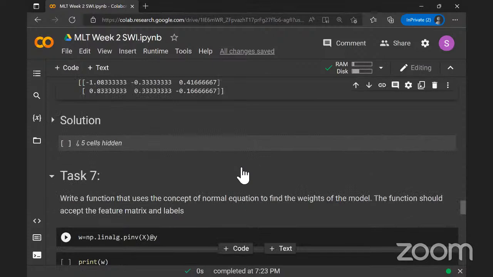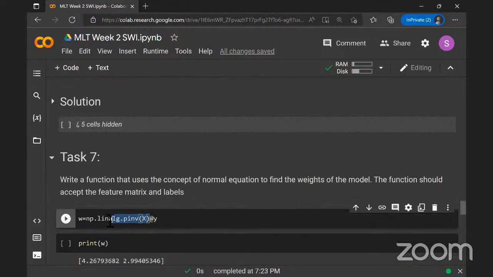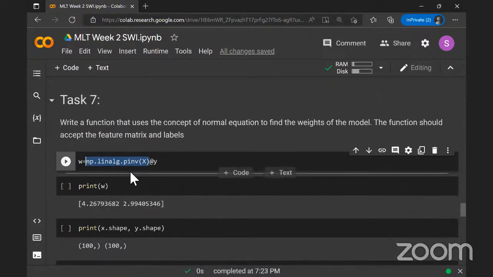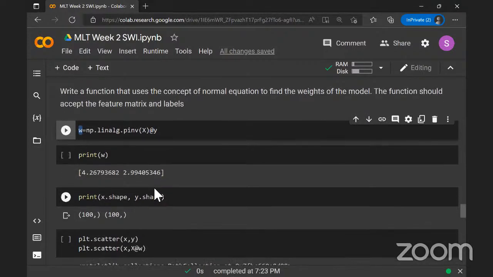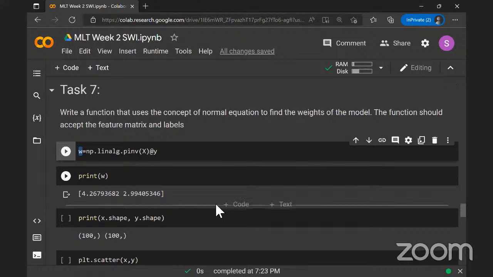So see this one. This function is doing exactly that. The first part of this statement, numpy.linalg.pinv of X, computes the pseudo inverse and multiplies it by the label, and that's your answer. That's your weight vector. Okay. So I would request you to run this weight vector. Okay. So let's compute this, right?